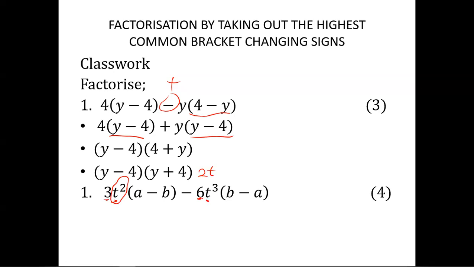However, when it comes to brackets, I can't change this. Well, I can't take this as a common factor. I have to take the second bracket, write it as a minus b. And for me to do that, I'll have to take negative as a common factor, resulting in this sign changing to become positive.